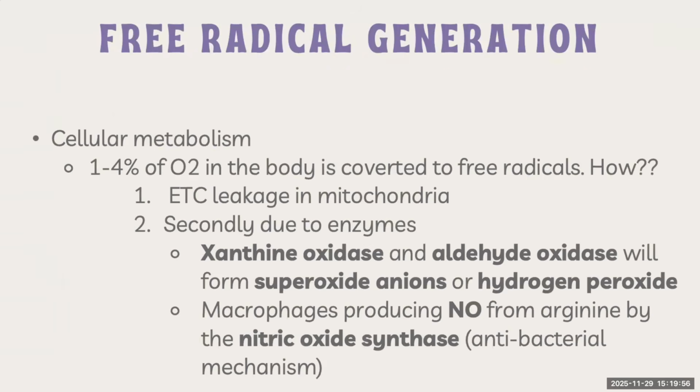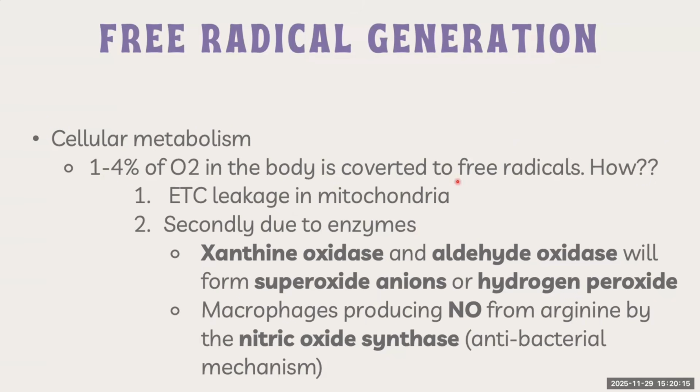Now we'll be talking about the generation of free radicals under normal conditions. Even under normal conditions, a small portion of oxygen inside your body, around 1 to 4%, will be converted into free radicals. Okay, how this happens is via two main ways. Firstly, you have electron transport chain leakage in your mitochondria, and secondly, you have a few enzymes that cause this. Let's start off with the electron transport chain.